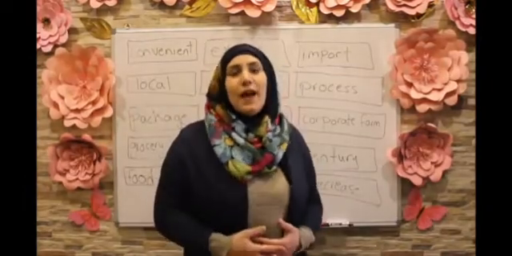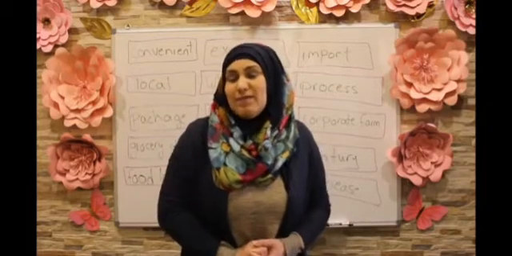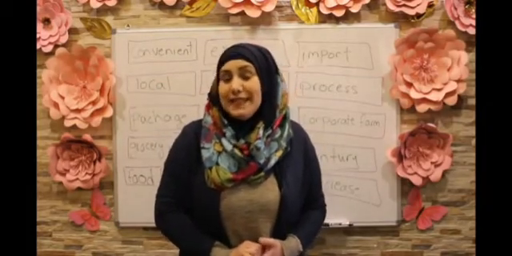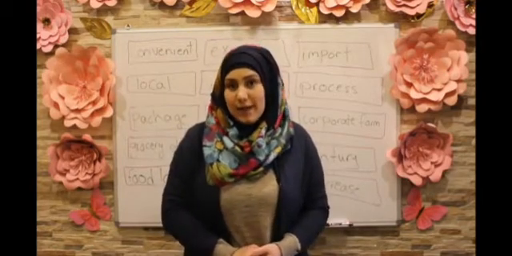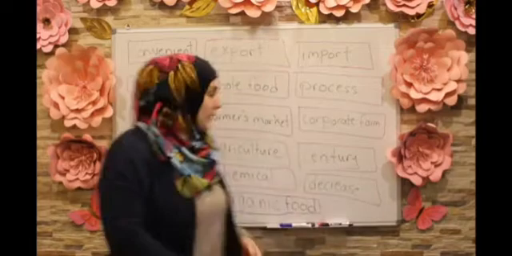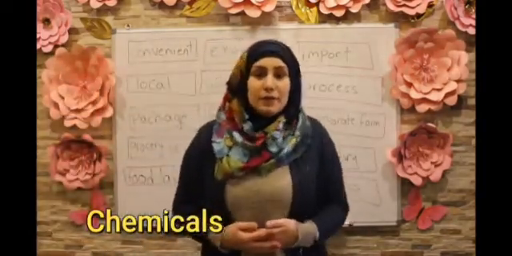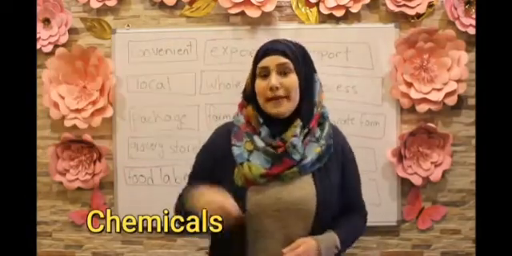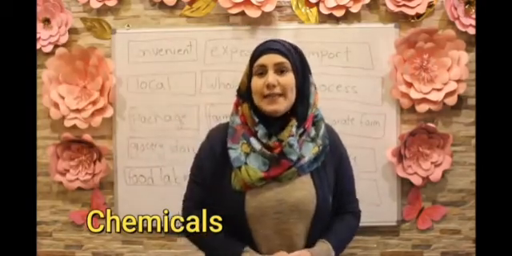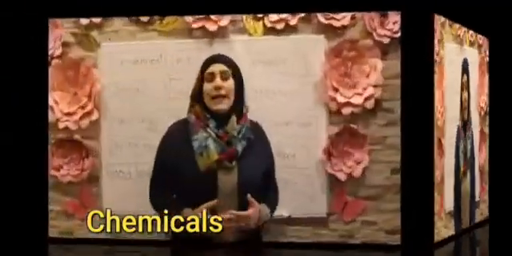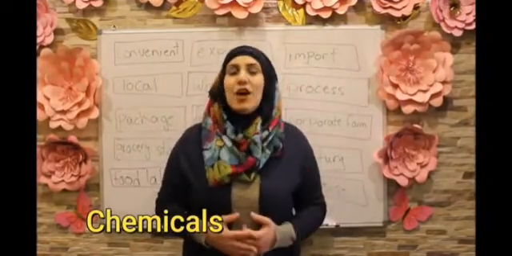Corporate farms, like any other business, care about making fast money. So, unfortunately, some of them might use substances that are harmful for our bodies. And these substances are called chemicals. Now, chemicals can be put on the soil, or sprayed on the plant itself, or even injected inside the plant. Now, chemicals are used by corporate farms in order to make their products last longer and look better.